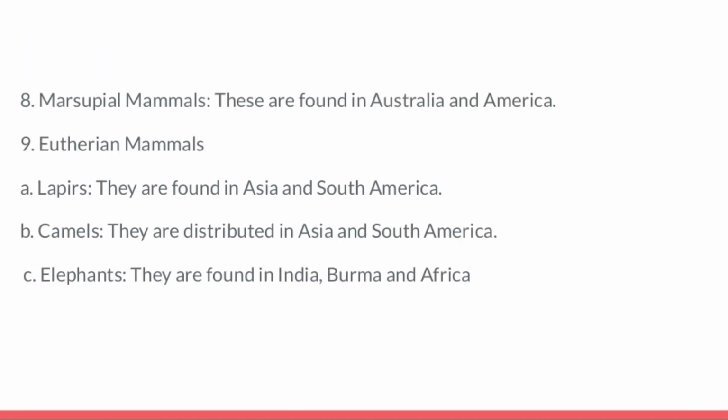Marsupial mammals. These are found in Australia and America. Eutherian mammals. Tapirs. These are found in Asia and South America. Camels. They are distributed in Asia and South America. Elephants. They are found in India, Burma and Africa.